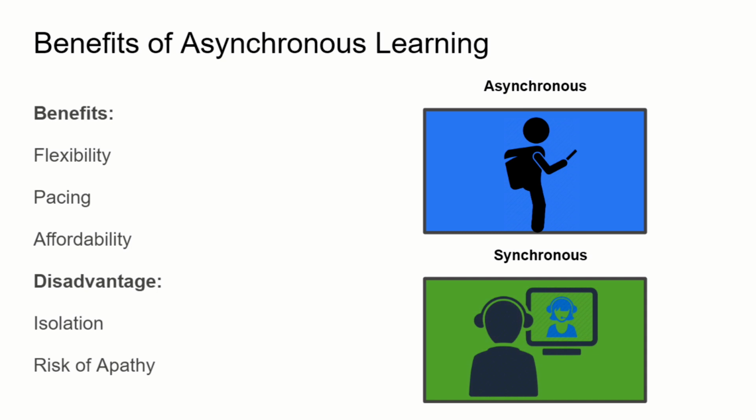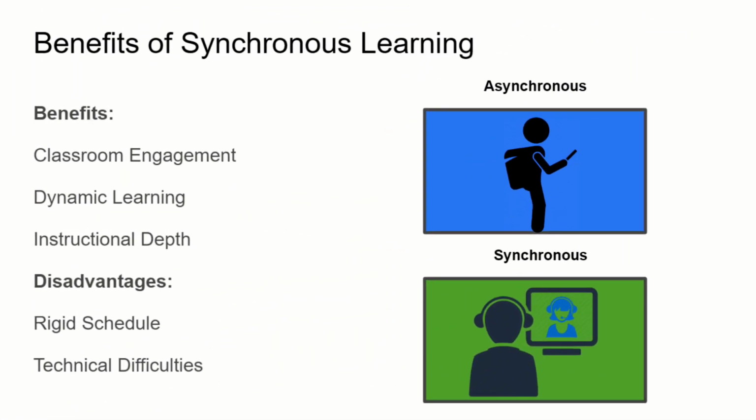Now, the disadvantage is isolation. There's such a thing as Zoom fatigue. And so we can feel isolated, and we can risk apathy, right? It's not the best, but if we blend these two together, we can get the benefits of both without having to deal with the disadvantages. So the synchronous is amazing for classroom engagement, right? Dynamic learning, the ability to be a mentor and guide the student where they need guidance. So the instructional depth can go deeper.